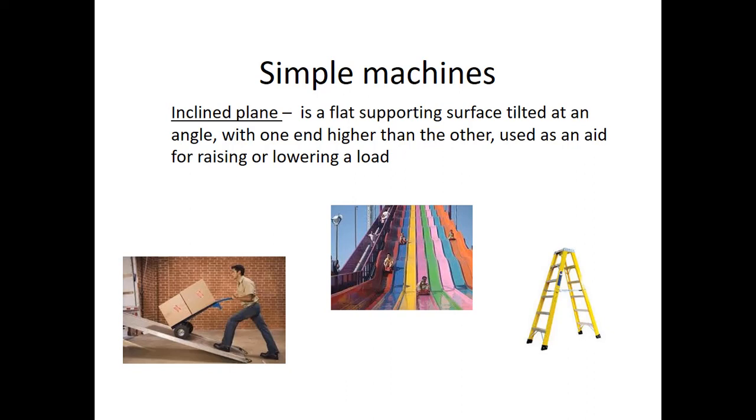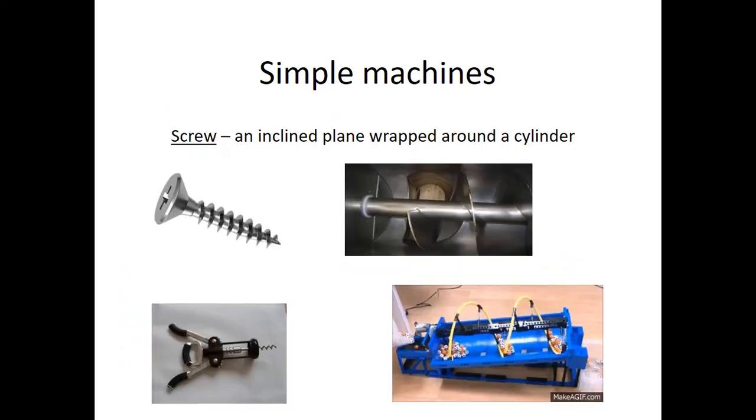The next simple machine is a screw, and a screw is just an inclined plane wrapped around a cylinder, and we have a wood screw, an auger, a corkscrew, and then at the bottom we have an Archimedes screw, and you can see how the Archimedes screw moves the little balls up the inclined plane. Archimedes screws are used a lot for water, so you can have water move upwards using an Archimedes screw.